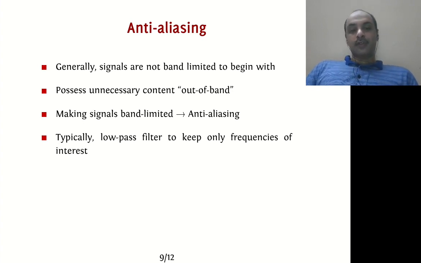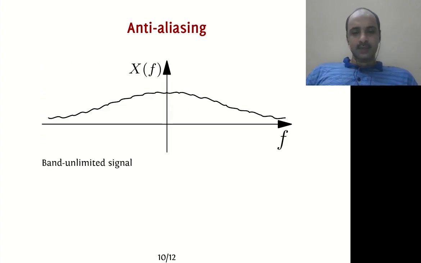Another name for this aspect of removing the part which is outside the bandwidth of interest so that you can sample correctly is called anti-aliasing, because it's actually designed to prevent aliasing of the out of band contents. So the way to do it is to typically keep a low pass filter which only retains the frequencies of interest. Here is an example. Let us say that you have X of f, which is a band unlimited signal. Now this band unlimited signal cannot be sampled without avoiding aliasing.